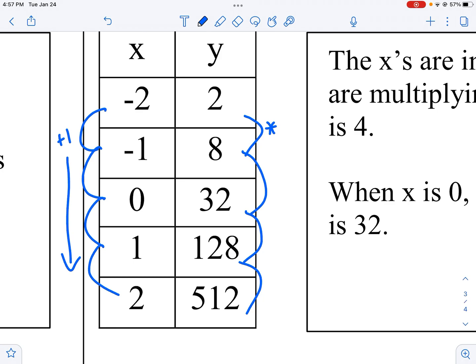So 2 times 4 would give you 8. Is it times by 4 the next time? It is. So it's all times 4. And you should test just to make sure, are these all times by 4? And they are times by 4.